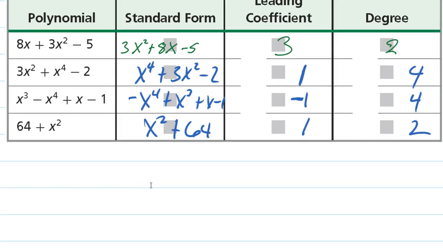Okay, now check your answers real fast. Our leading coefficient for the first one is 1, and the degree is a 4th degree. Put the x to the 4th first. Our leading coefficient for the second one is that invisible 1, so we have a negative 1 because the x to the 4th was a negative. So our degree again is 4. And the last one, a binomial, our leading coefficient is the invisible 1, and our degree is 2.